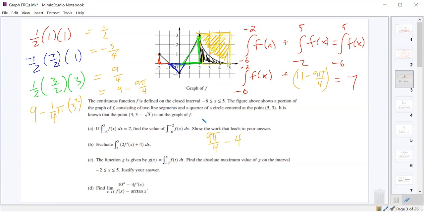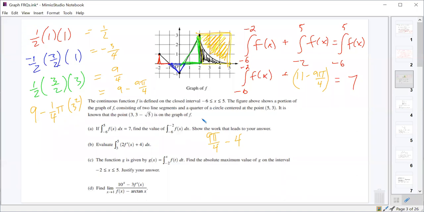Let's see. I found the guidelines there now. I thought I found the scoring guidelines. Oh yeah, I did. There they are.